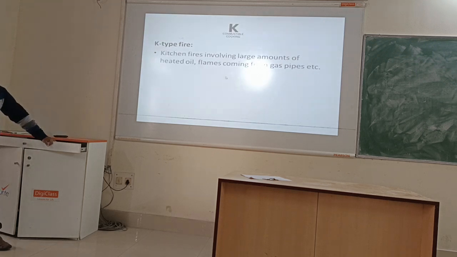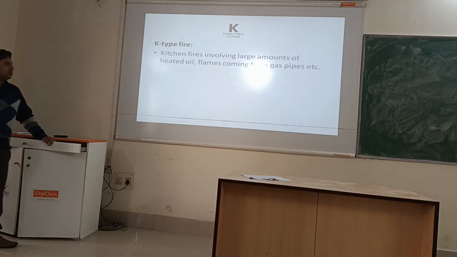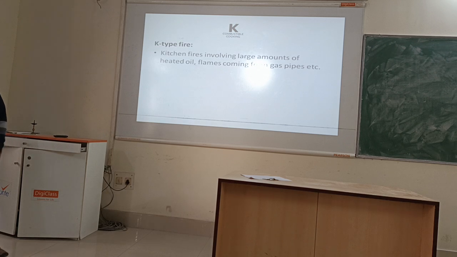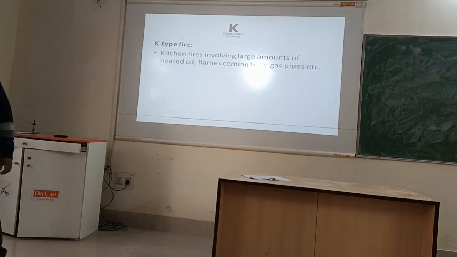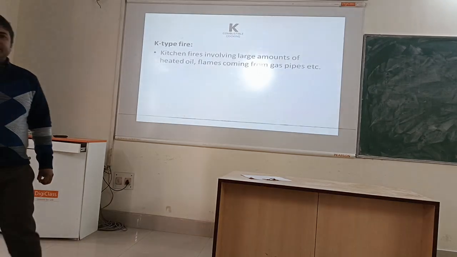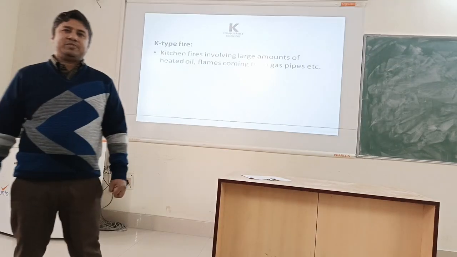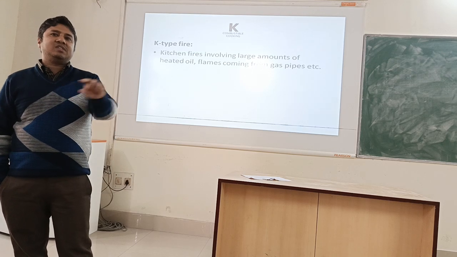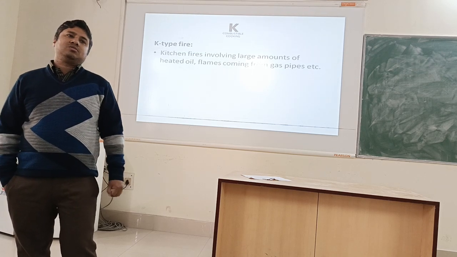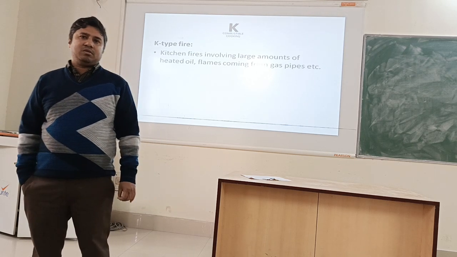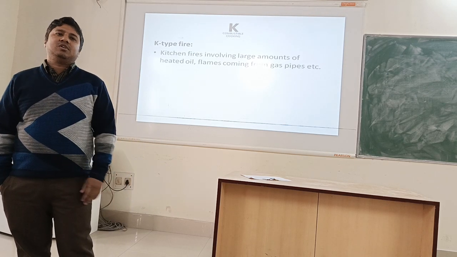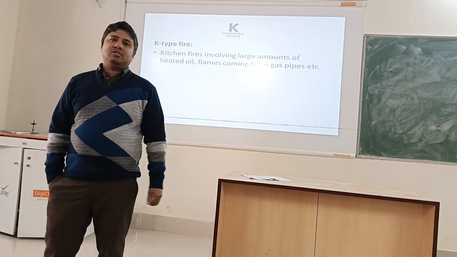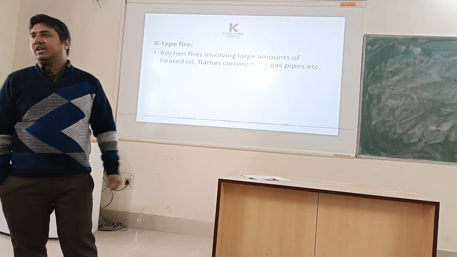Next is K type fire. All the fires that come from the kitchen, due to the presence of heated oil or from gas pipelines, fall under category K. All the fires that are caught due to kitchen utilities fall specifically here. In foreign countries, you will find that gas pipelines come directly to the kitchen, and in India also this technology is coming. So some of your households may have this, where the gas pipeline comes directly to the kitchen, and they have a hazard of catching fire. So this fire will fall under this category.